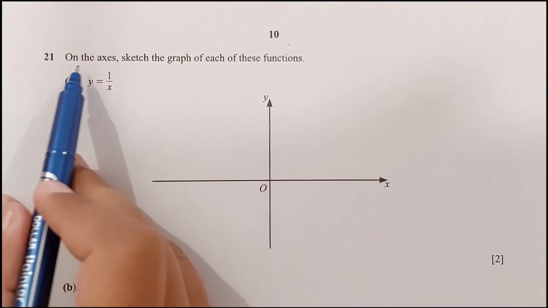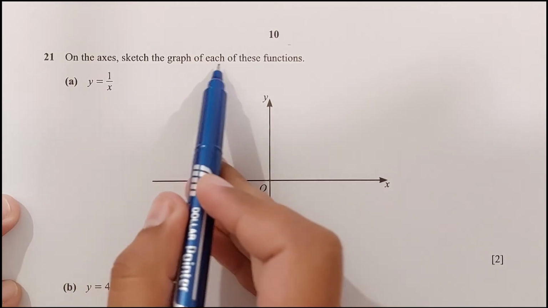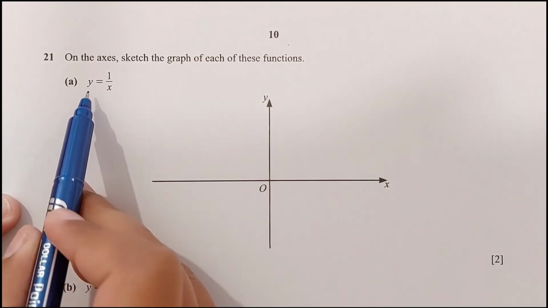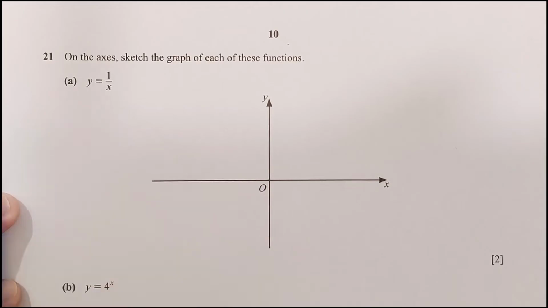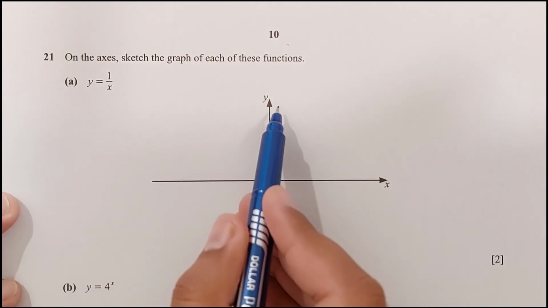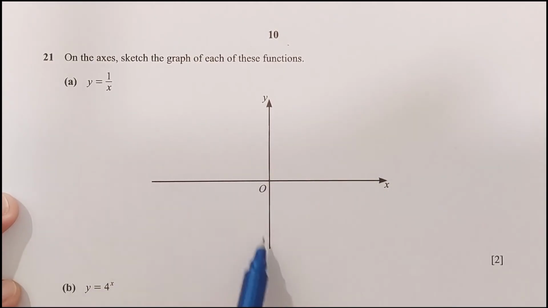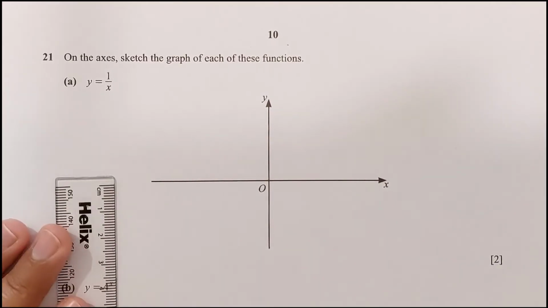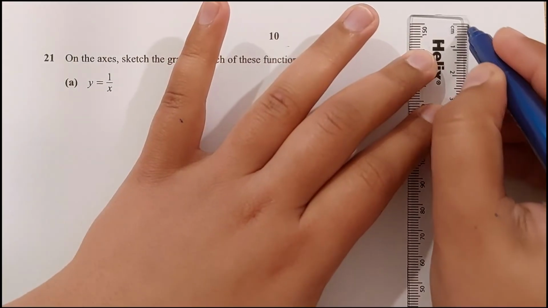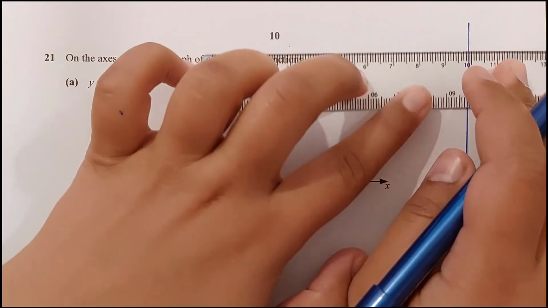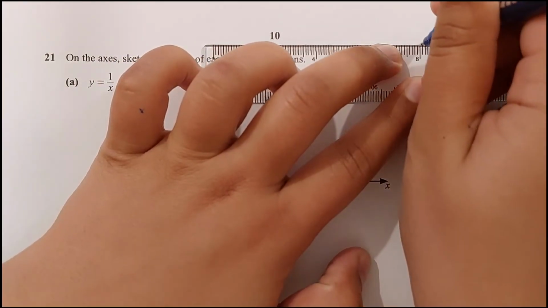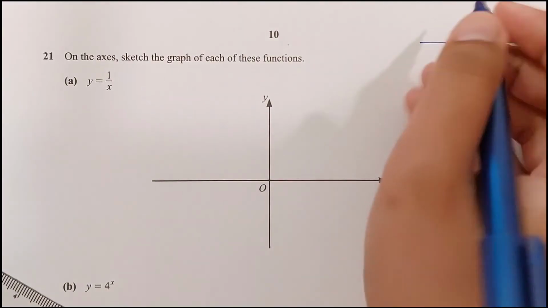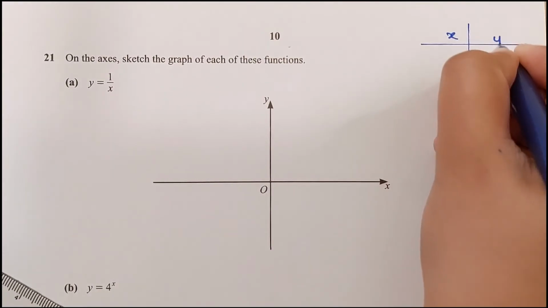Question number 21. On the axes, sketch the graph of each of these functions. Part A, y is 1 over x. It is a reciprocal function, so it has the shape in the first and the third quadrant, right? So let me use a table of values for this. Let me fix some x values and find the corresponding y values, right? So we have x and y.